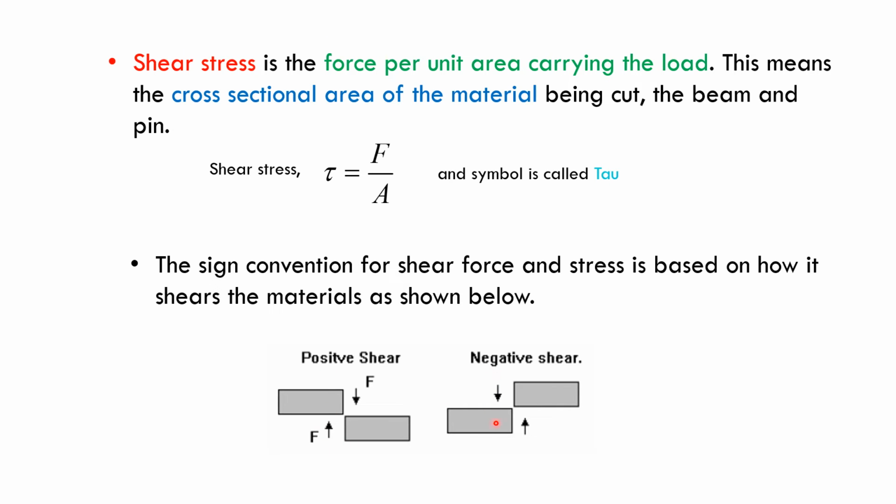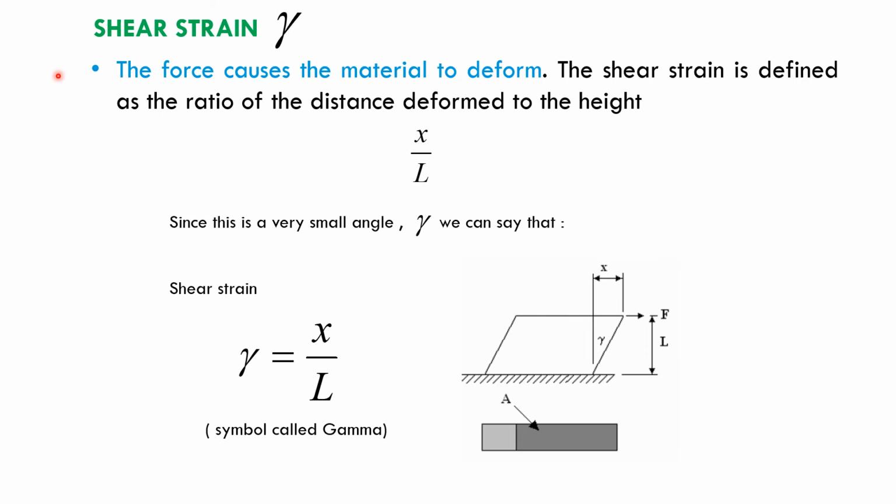But if it is down first and then it's going up, then it is considered as negative shear. The next one is shear strain. So what is shear strain? It is the force that causes the material to deform. So the shear strain is defined as the ratio of distance of deform.